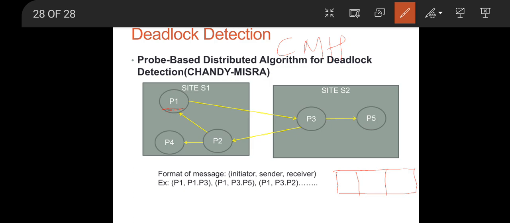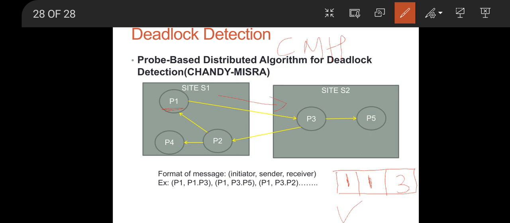First field will contain the ID of the process itself, that is 1. Second field will contain the ID of the sending process. So currently the process sending this message is P1 itself, so the second field will contain the ID of 1 itself. Now the third field will contain the ID of the process to whom the message is being sent. Now P1 is sending the message to P3, so the message will be sent to that other process to whom the resource is to be released. So P1 is sending to P3, so the third field will contain the ID of P3, that is 3. So this will be created by P1, and it will be sent to P3.